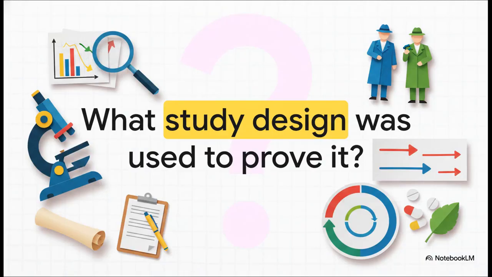So I want to leave you with this thought. The very next time a news headline tells you something is definitively bad for your health, or that a miraculous new cure has been found, ask yourself, what kind of medical detectives were on the case? Did they just take a quick snapshot survey, or did they conduct a rigorous, forward-looking randomized trial? Because once you understand the toolkit, it completely changes how you see the science.